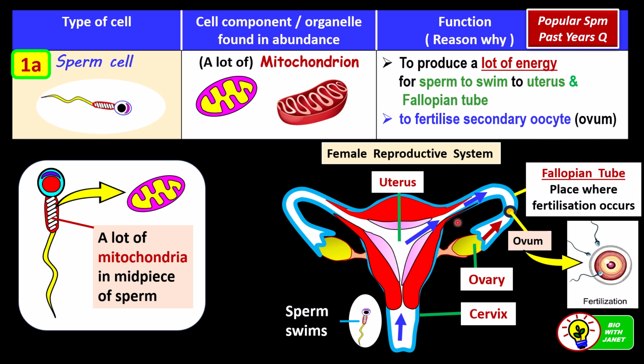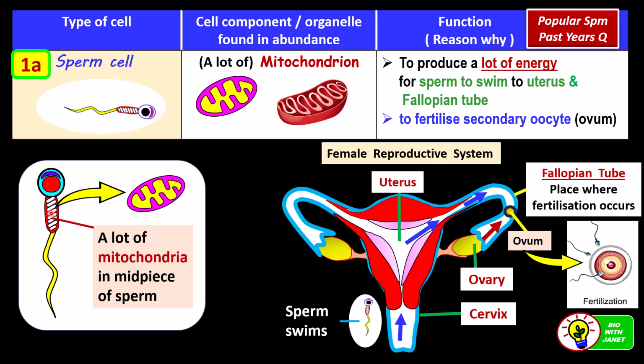So you look at this picture here of the female reproductive system. When the sperm enters the female reproductive system, it has to swim a long way. It's a tiny cell, but it has to swim a long way into the uterus and then to the fallopian tube here, where it will meet the ovum that comes from the ovary. All right, and then fertilization may occur here, where the sperm fuses with the ovum to produce the zygote or the new offspring. Right? So that's why sperm cells have a lot of mitochondria.